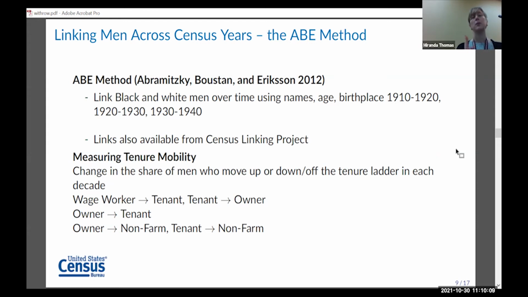So what I'm doing here is I'm linking a man from either 1910 to 1920, 1920 to 1930, or 1930 to 1940, and I'm measuring the change in the share of men who are either able to move up or down or off the tenure ladder over the course of the decade in a county. So whether that's moving from wage worker to tenant, tenant to owner, owner to non-farm, owner to tenant, I'm looking at all those different categories.